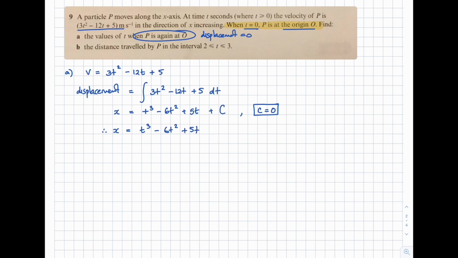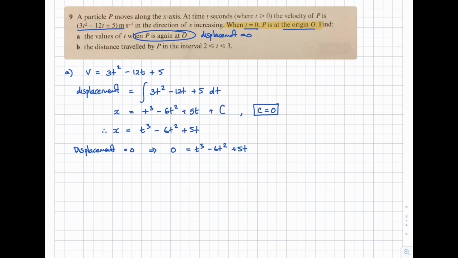So find the values of t for when the particle is again at the origin. Well, when it's again at the origin, overall displacement is going to be 0. So if the displacement is equal to 0, then what does that mean? It means that our equation for displacement would become 0 equals t cubed minus 6t squared plus 5t. So this is a cubic equation.